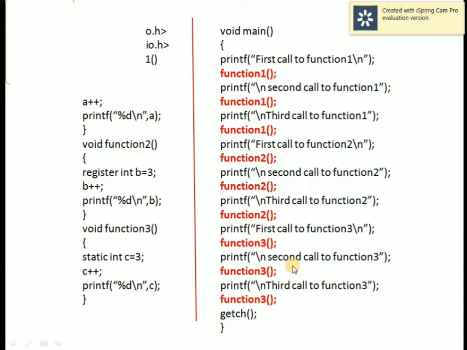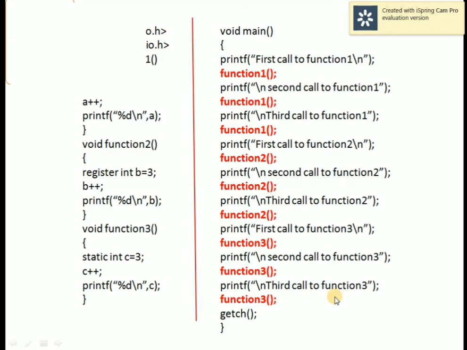Then for the second time I am calling function 3, so what will happen? It will take its previous value, so the previous value of c is 4. In the first function call, its value was incremented to 4, so this time the value of c would be 5, right? It is retaining its value between different function calls.